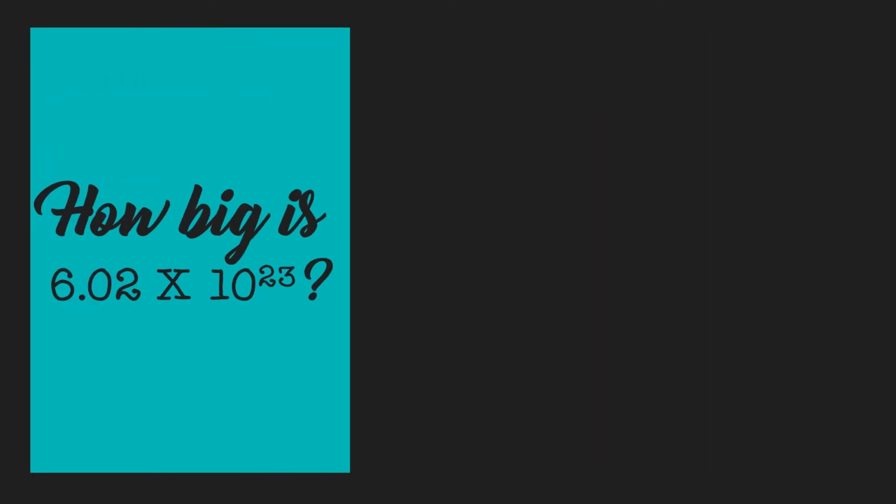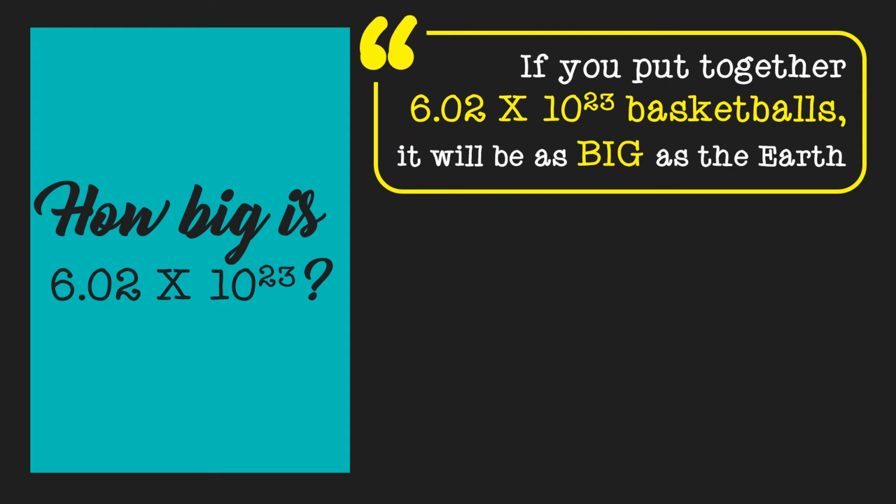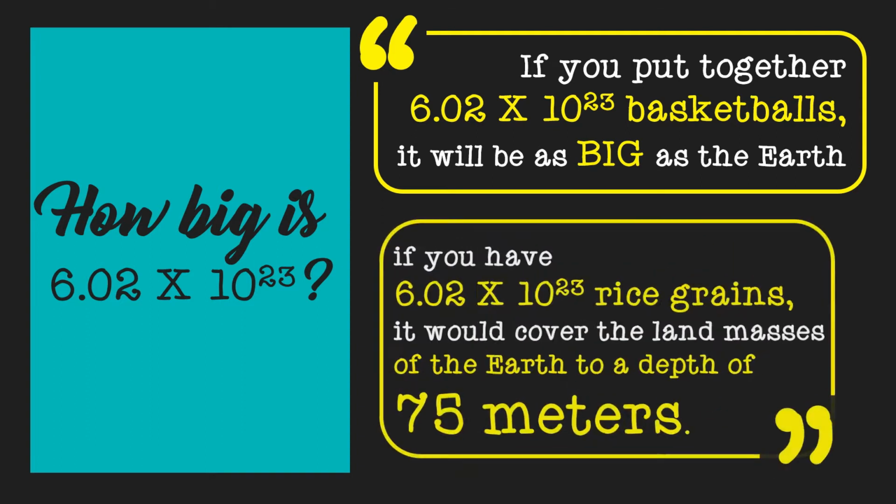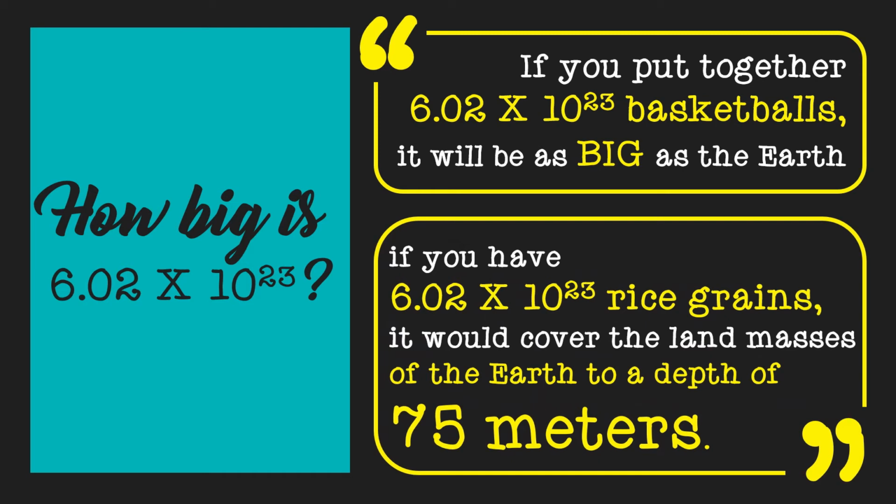But how big is 6.02 times 10 raised to 23? If you put together 6.02 times 10 raised to 23 basketballs, it will be as big as the Earth. Or, if you have 6.02 times 10 raised to 23 rice grains, it would cover the land masses of the Earth to a depth of 75 meters.